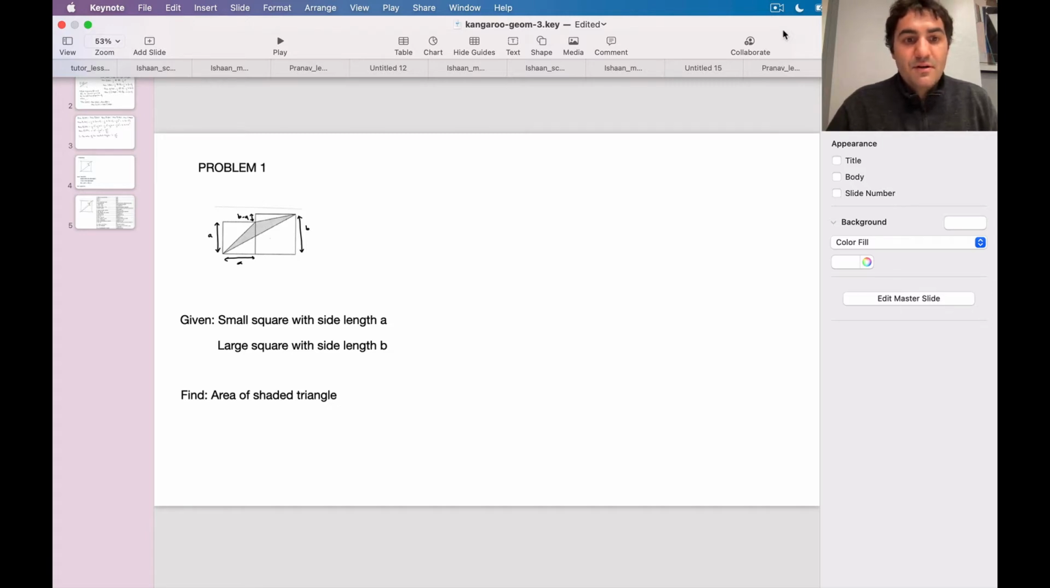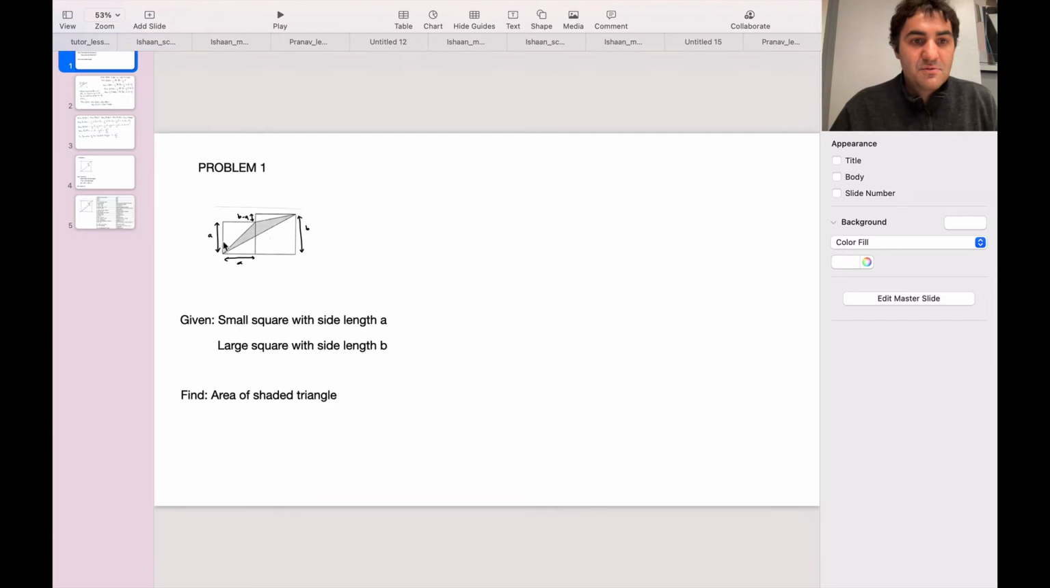So small square with side length A, so we see this small square here, and then we have this larger square with side length B. And we want to find the area of the shaded triangle. And you can see the shaded triangle right here.